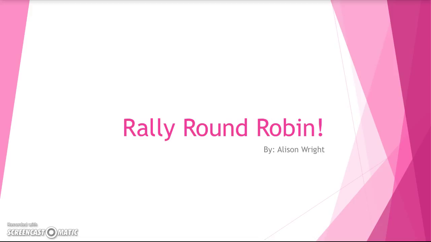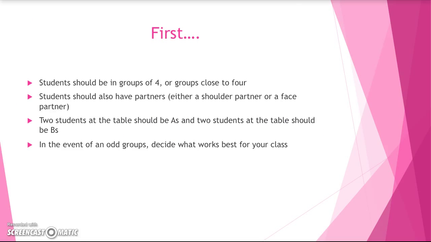So the Rally Round Robin is one that I picked because it's something that I can easily use in my science classes, and it's something that comes immediate to my students now. Once you really get the gist down and the students understand what they're doing, it's really easy to understand. So first thing you want to think about is students should be in groups of 4 or groups close to 4. If they kind of veer a little off, if they're 5 or 3, that's okay. You just have to figure it out.